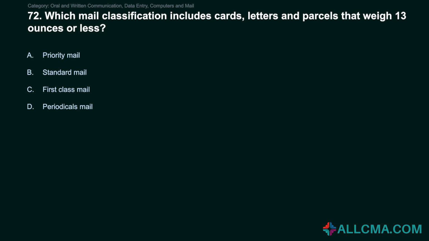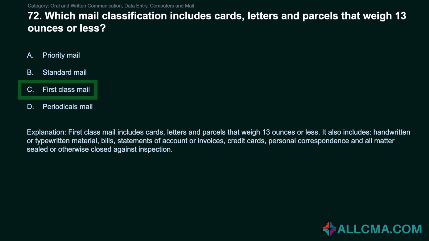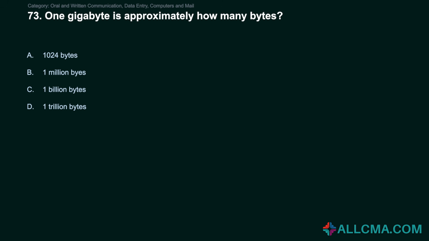72. Which mail classification includes cards, letters, and parcels that weigh 13 ounces or less? A. Priority mail. B. Standard mail. C. First-class mail. D. Periodicals mail. Correct answer, C. First-class mail. First-class mail includes cards, letters, and parcels that weigh 13 ounces or less. It also includes handwritten or typewritten material, bills, statements of account or invoices, credit cards, personal correspondence, and all matters sealed or otherwise closed against inspection.